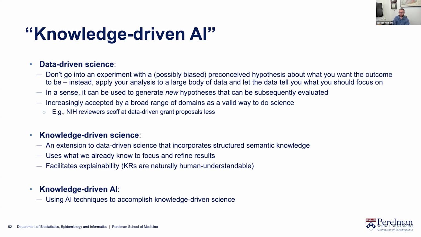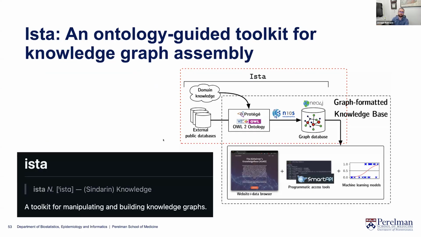Knowledge-driven science is an extension to data-driven science that incorporates structured semantic knowledge like the kind that we have in ComptoxAI. And this uses what we already know to focus and refine the results of what we can tell with data. An important side effect of this is that knowledge-driven science facilitates explainability of the results we see. So if we can map the results back to these human-readable, understandable explanations of things, like in the knowledge graph, we can naturally understand what is likely underlying those predictions. And then knowledge-driven AI, or knowledge-driven artificial intelligence, is when you use AI techniques to accomplish this knowledge-driven science.